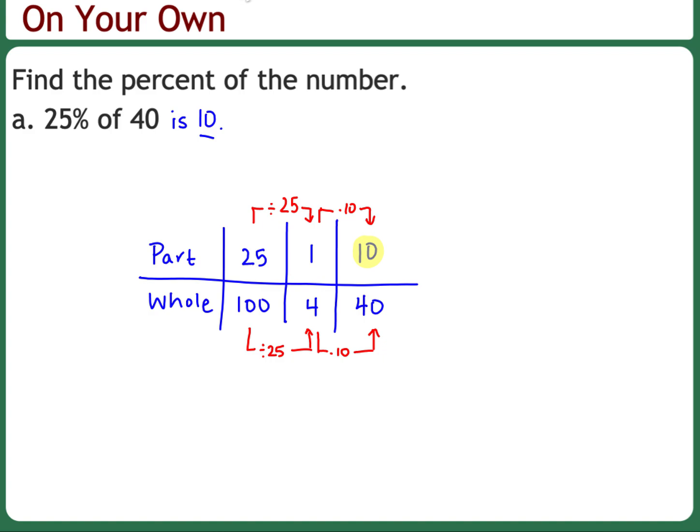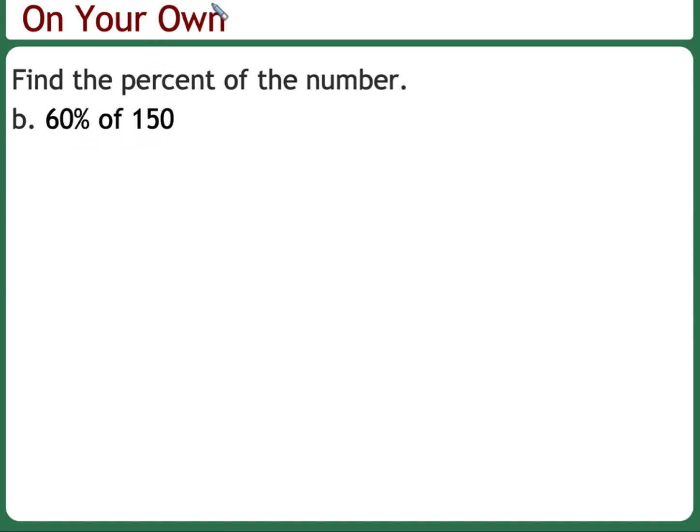All right, so again, you get 10. You would simplify 25 over 100 down to 1 to 4 and scale up by 10 to get 10 to 40. So 25% of 40 is 10. Go ahead and try 60% of 150 using a ratio table.